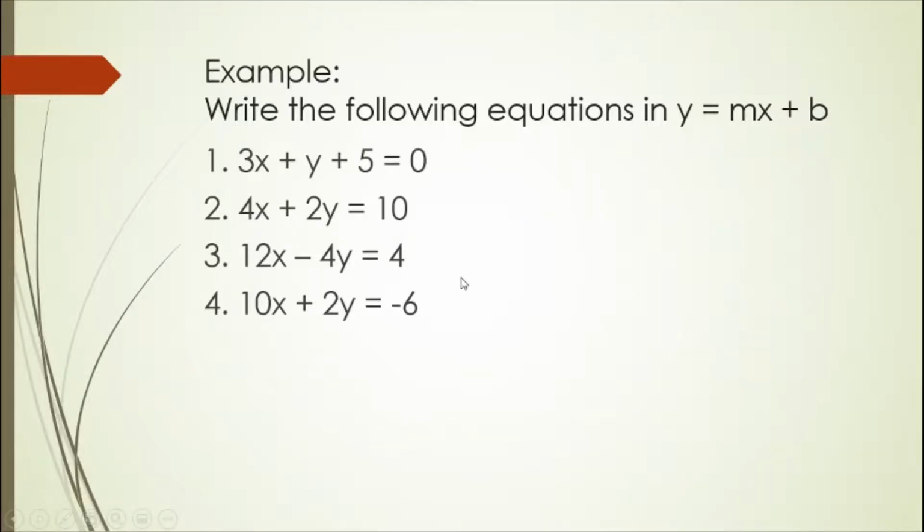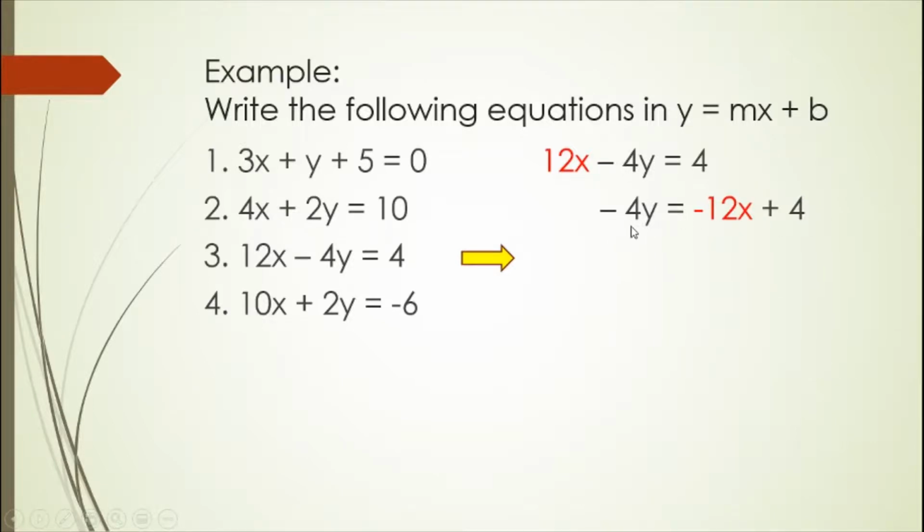Number 3, 12x minus 4y equals to 4. So, same lang sa ginawa natin sa number 2. Aalisin natin ang 12x para maiwan lang ang negative 4y sa left side of the equation. By transposing, ang 12x ay naging negative 12x plus 4.